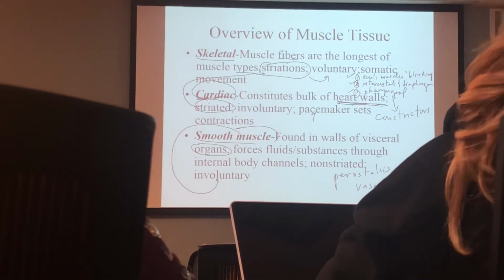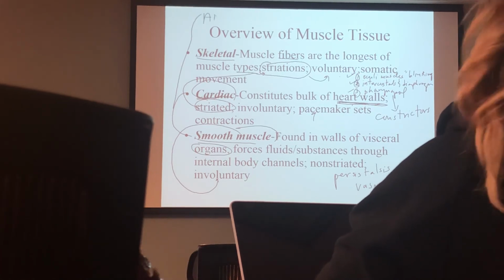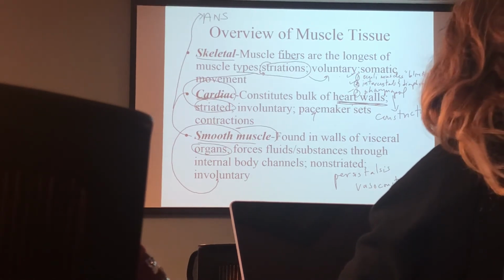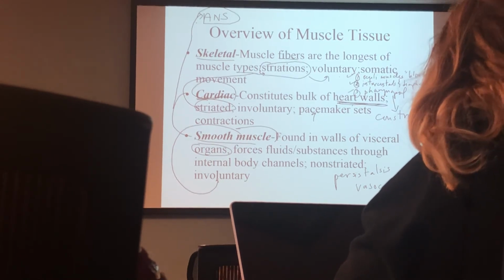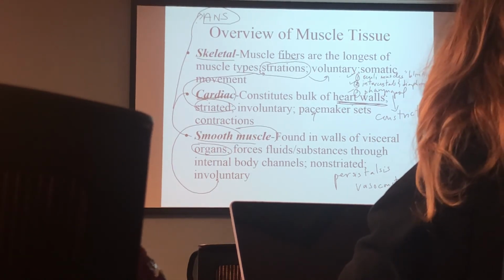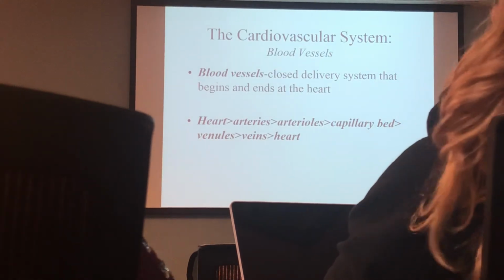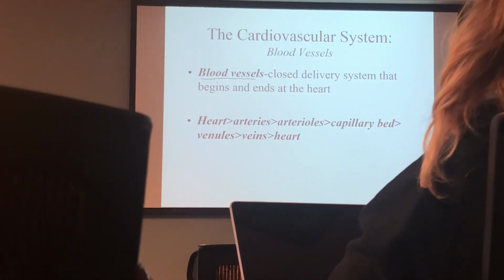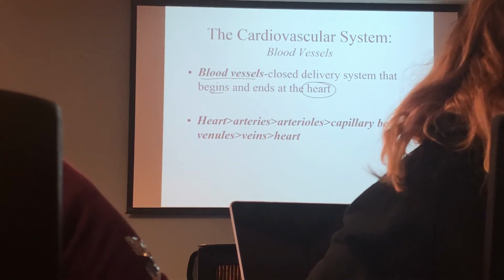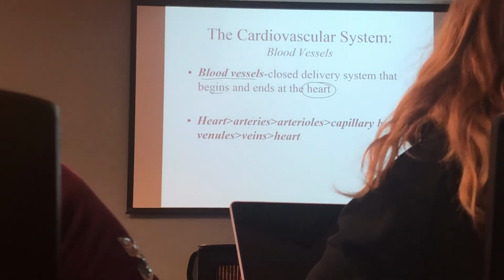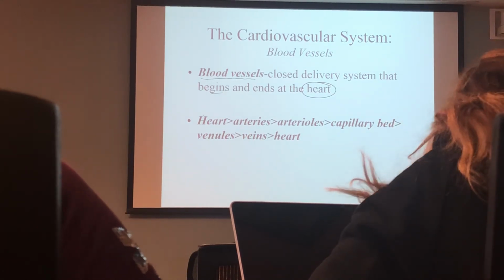Obviously, guys, cardiac and smooth muscle are tied into which system? To the ANS. Exactly. It's wired to the ANS. Okay. Then you have your cardiovascular system, guys. You have your blood vessels. It's a closed system that begins and ends at the heart. And as I said earlier, what do arteries do? They supply. Veins drain.